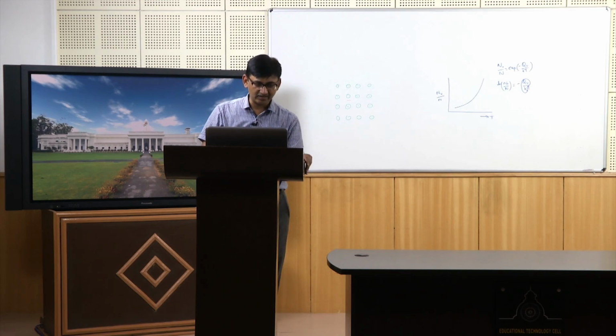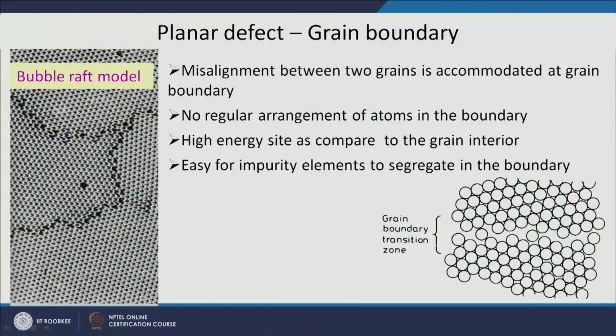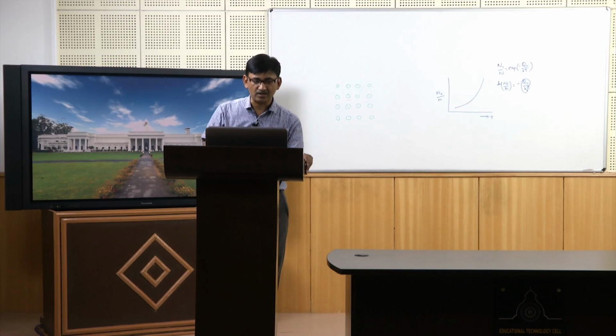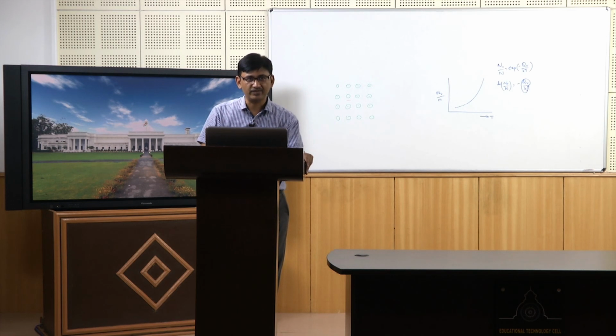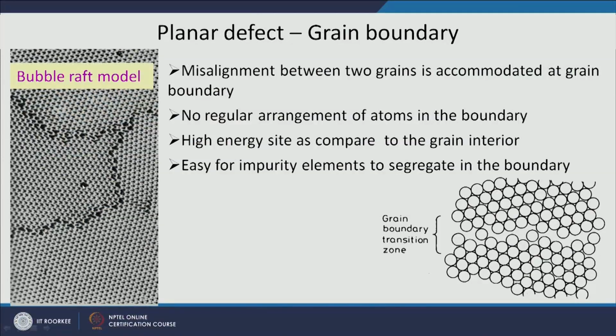So, you can see that this will be a nice arrangement, it will look like a grain. But in this part there is another arrangement coming, and this will be the boundary which is accommodating the misalignment between the two grains. One other interesting thing you can see here is that there is a vacancy here, that means one atom is missing from this side. So, there is a vacancy also here.